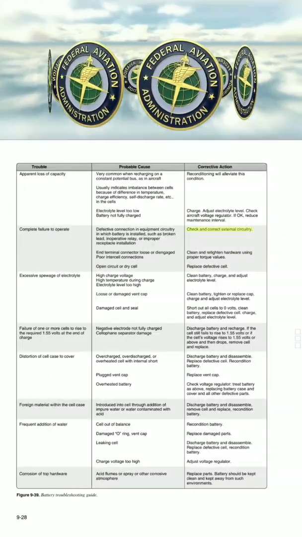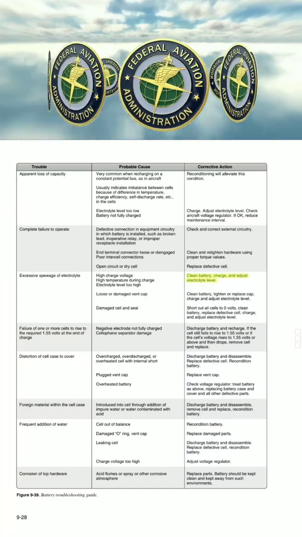Check and correct external circuitry. Clean battery, charge, and adjust electrolyte level.